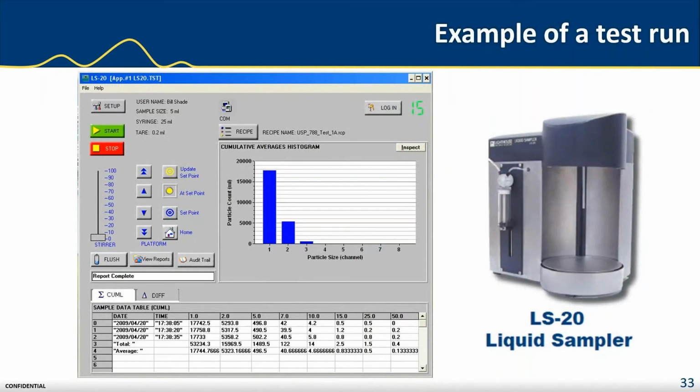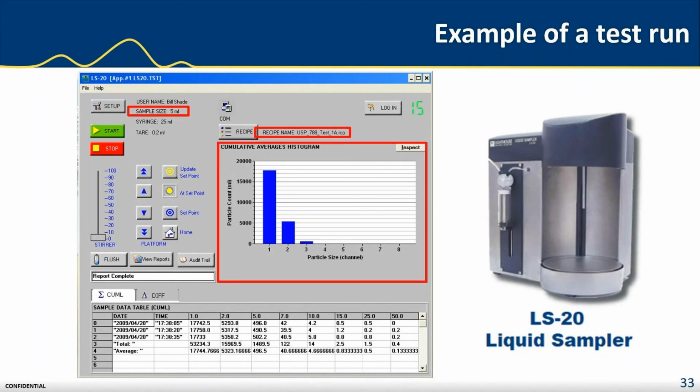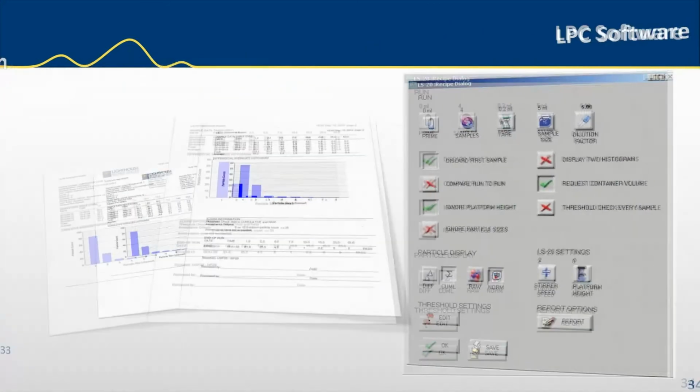Here we see a screenshot of a test which has a sample size of 5 milliliter. The recipe is USP 788, as you can see over there. And we see the cumulative average of the tests that's just been done. And down below, we've got a table of all of the tests there and the average counts in this particular test. Whoops, let me go back there.